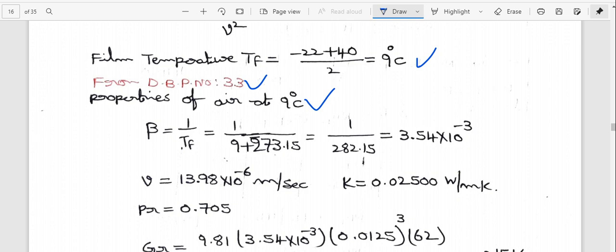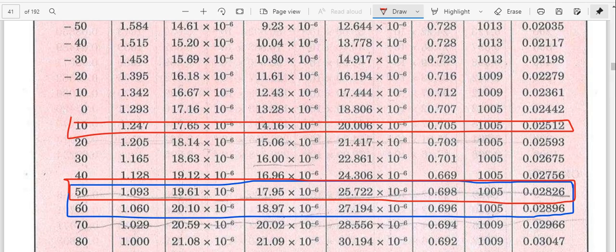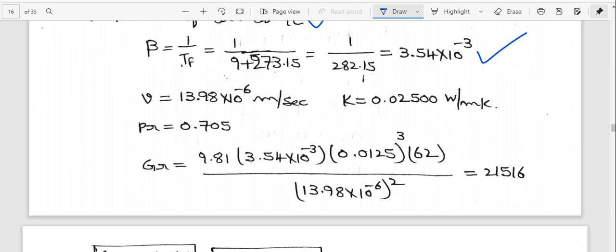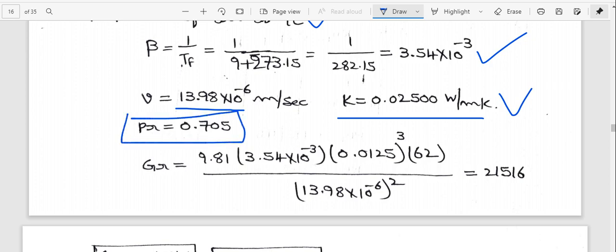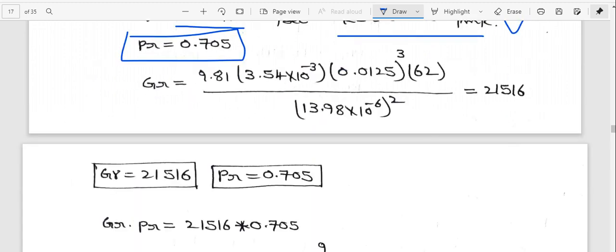So here beta equal to 1 by T film, that means 3.54 into 10 power minus 3. V is the kinematic viscosity, from data book page number 33, the value is 13.98 into 10 power minus 6 meter squared per second. Thermal conductivity is 0.025 watt per meter Kelvin, and the Prandtl number is 0.75. These three values are taken from data book page number 33 at the temperature of 9 degrees.